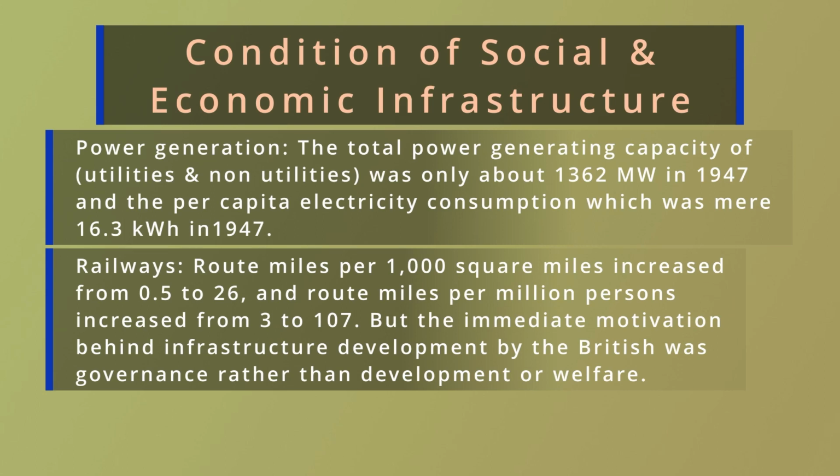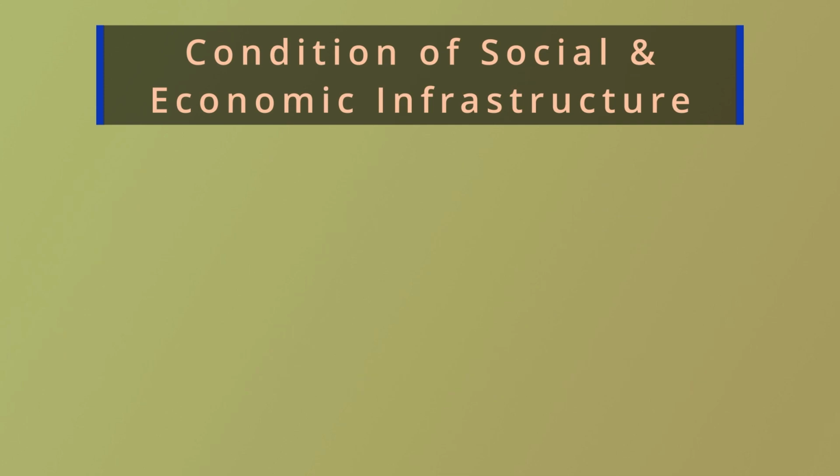And there was satisfactory expansion of Indian railways. We find the route miles per 1,000 square miles was extended from 0.5 mile to 226 miles during a particular period, just before independence.